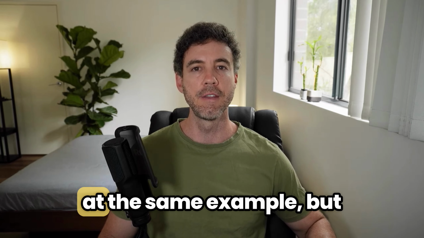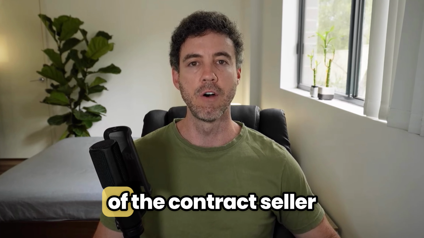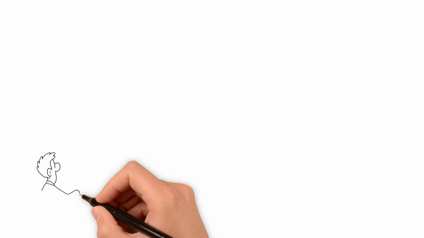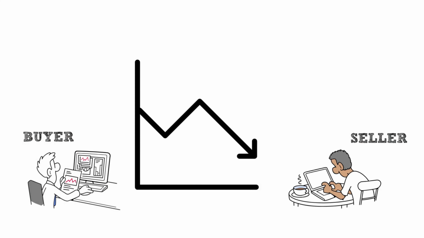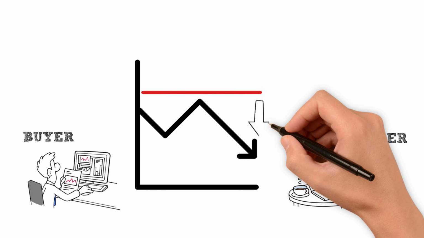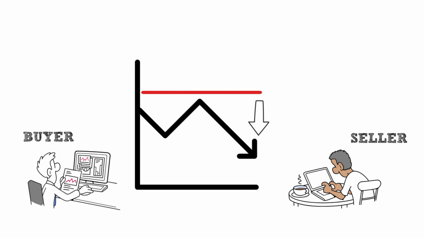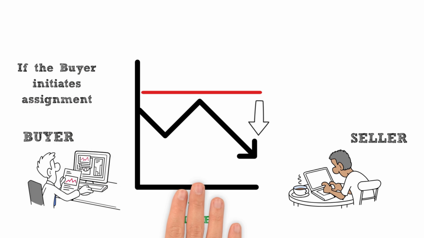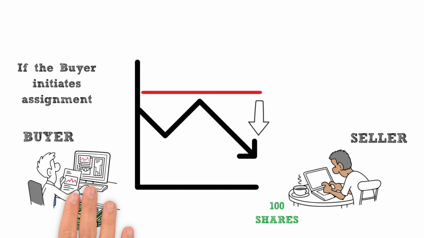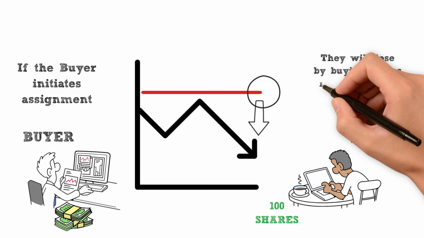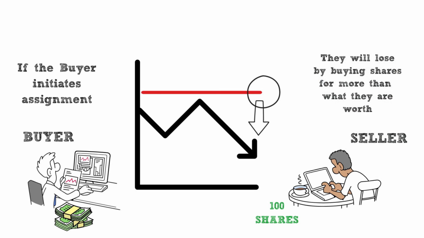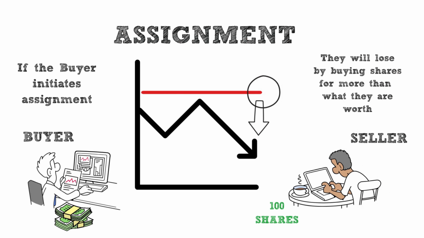When you're ready, let's take a look at the same example, but from the perspective of the contract seller. The contract seller agrees that if stock price ends up below the strike price during the contract period, and if the buyer initiates assignment, they are obligated to buy 100 shares contained within that contract from the contract buyer at the strike price value. This is above the current value. They will lose by buying shares for more than what they are worth. This is referred to as assignment.